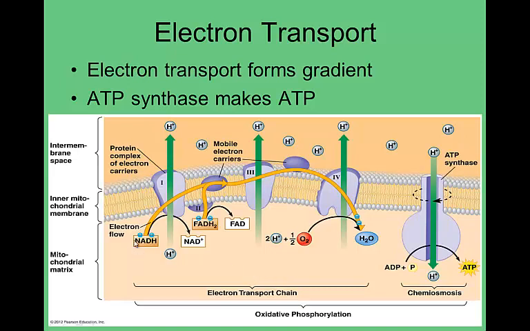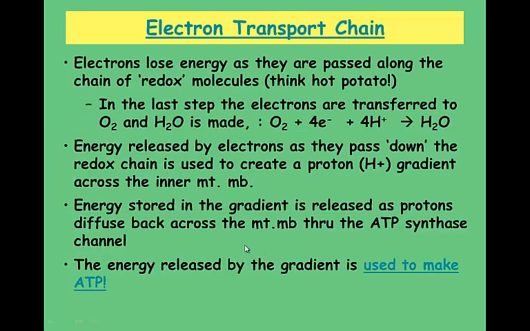So two steps go on. First we make the gradient by using the electrons, and then once the gradient is made, we allow the hydrogens to move back in, and those hydrogens that move back in, the energy of them moving in can be used to make ATP. Okay, this leftover hydrogen, these leftover electrons, and oxygen are finally used to make water.